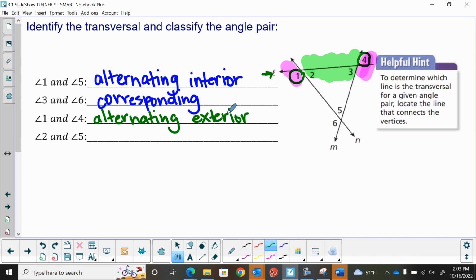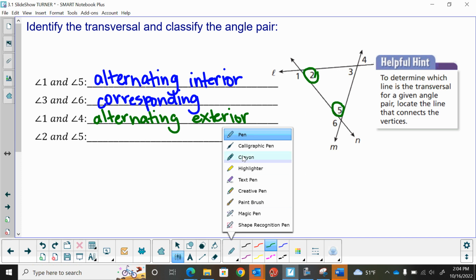All right, and then our last pair, 2 and 5. So again, let's just start over here, figure out where they are. Okay, the transversal for those 2 angles is line N. Okay, that's the line connecting those 2 angles.